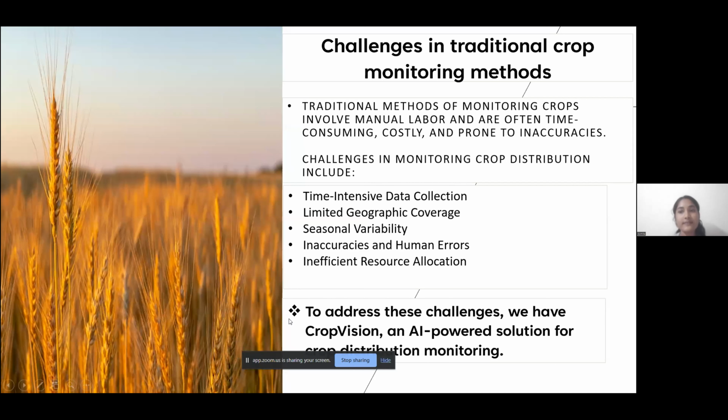Then we have challenges in traditional crop monitoring methods. So traditional methods of monitoring crops involve manual labor and are often time consuming, costly and prone to inaccuracies. The challenges are time intensive data collection, limited geographical coverage, seasonal variability, inaccuracies and human error, and inefficient resource allocation. So to address these challenges, we have Crop Vision, an AI-powered solution for crop distribution monitoring.